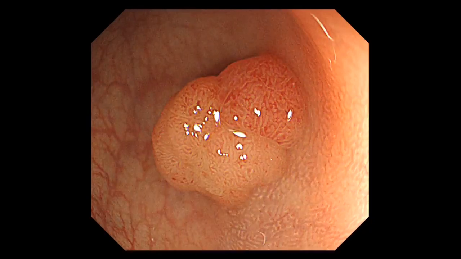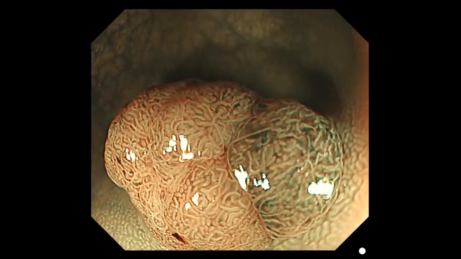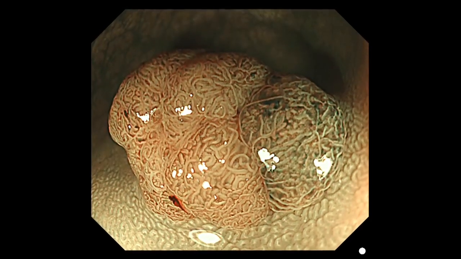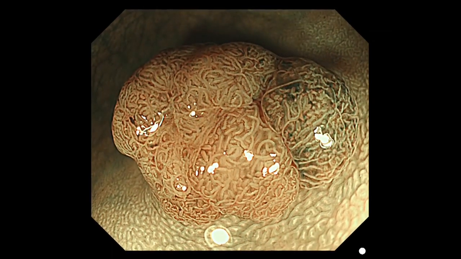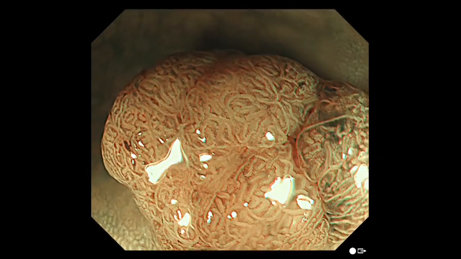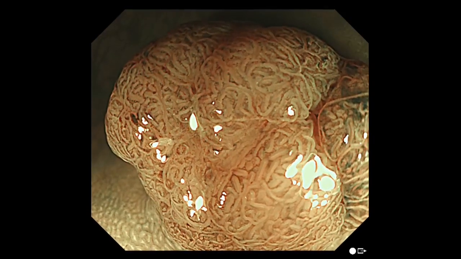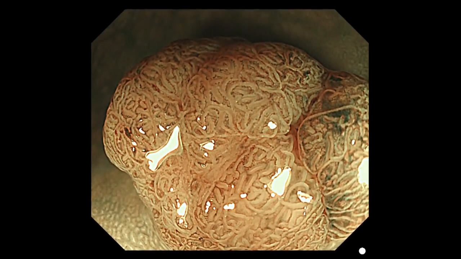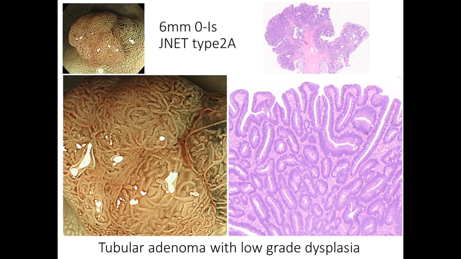This is a sessile polyp 6 mm in diameter. In magnifying NBI view, tubular and branch structures can be observed on its surface. Moreover, each microvessel has similar thickness and regular distribution, and is spiral in form. These are the typical findings of polypoid lesions for JNET Type 2A. EMR was performed on this polyp. The diagnosis for this polyp is tubular adenoma with low-grade dysplasia.